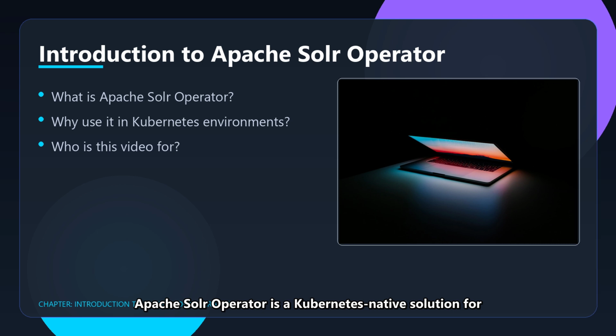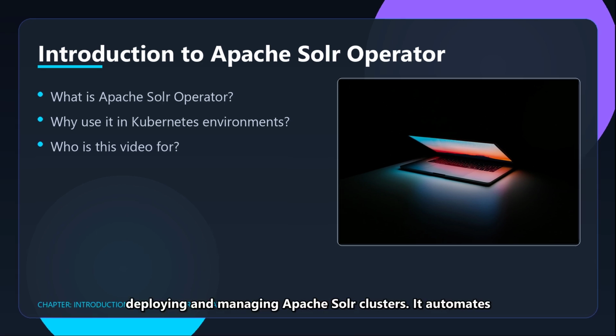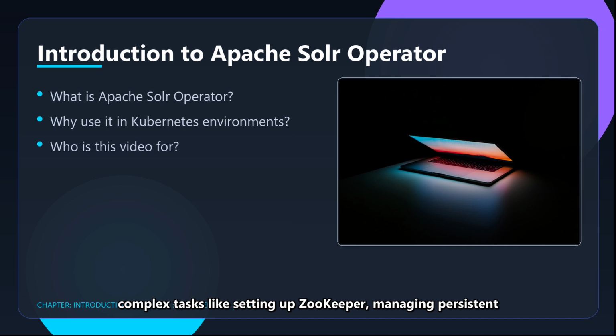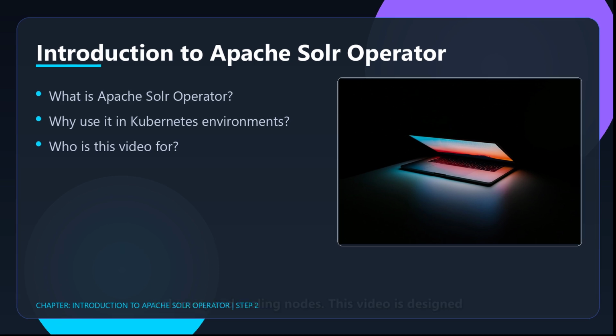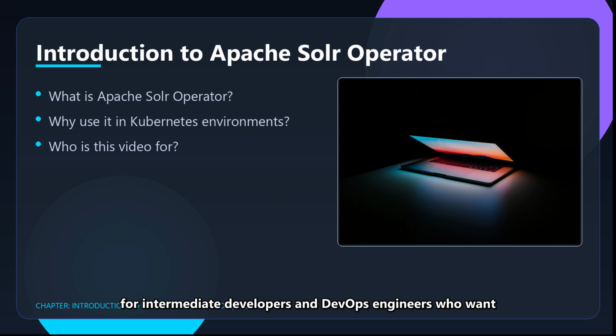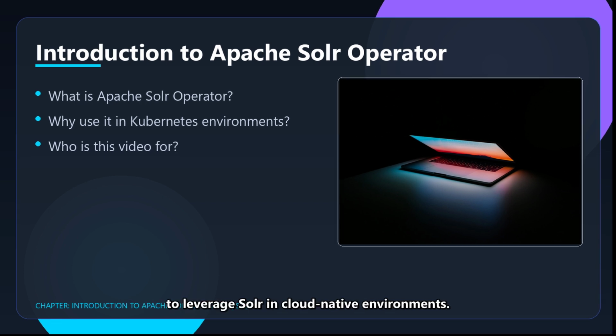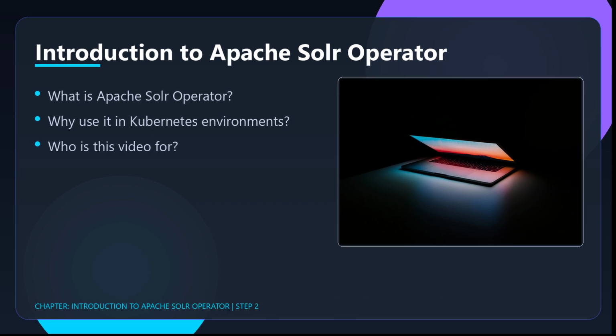Apache Solr Operator is a Kubernetes native solution for deploying and managing Apache Solr clusters. It automates complex tasks like setting up ZooKeeper, managing persistent volumes, and scaling nodes. This video is designed for intermediate developers and DevOps engineers who want to leverage Solr in cloud-native environments.